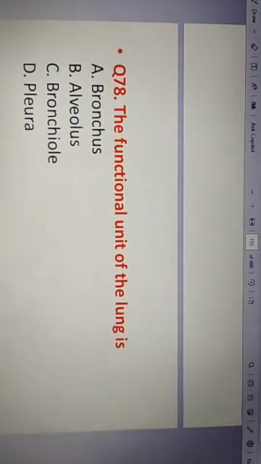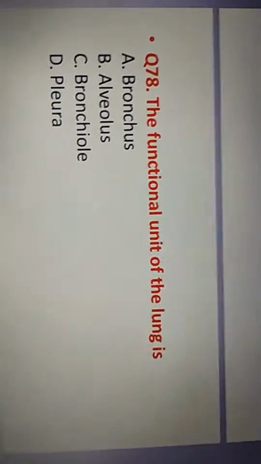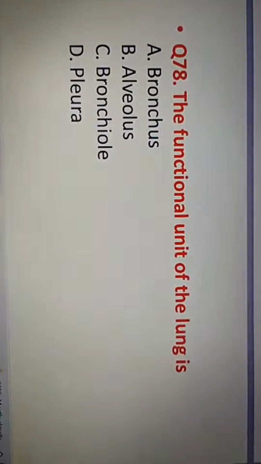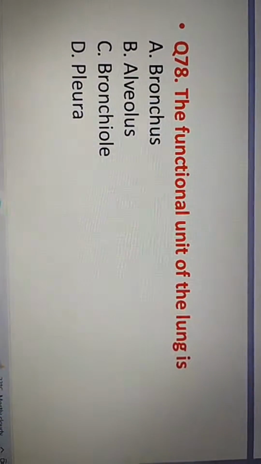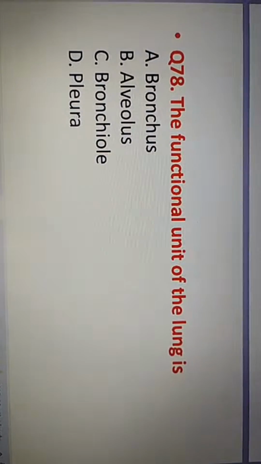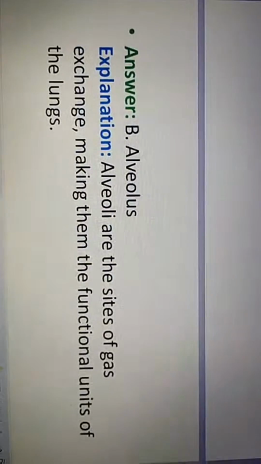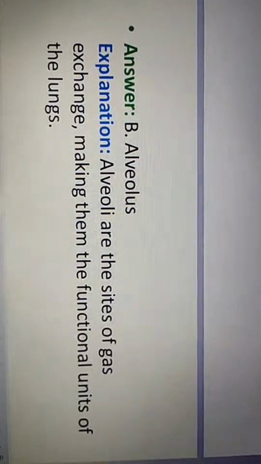The next question. The functional unit of the lung is? Option A bronchus, option B alveolus, option C bronchiole, option D pleura. The correct answer is option B alveolus. Alveoli are the site of gas exchange, making them the functional unit of the lung.